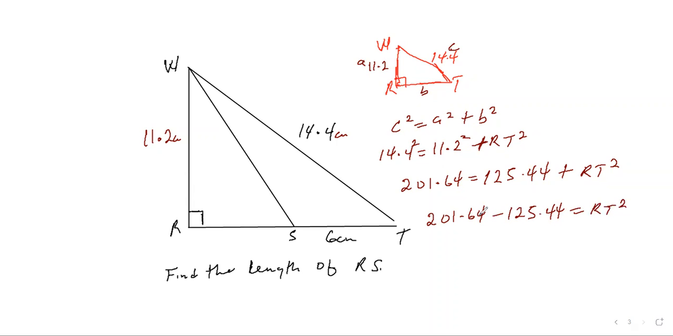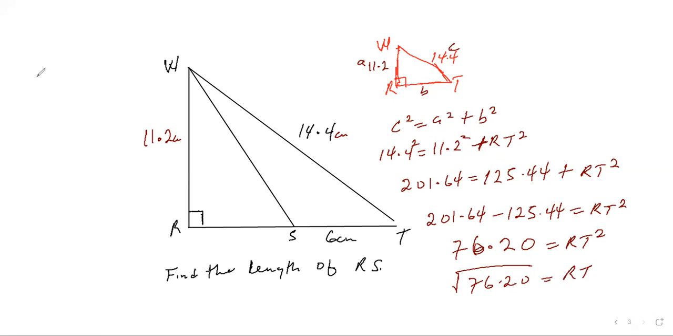Now let's minus the two. What do we get? 76.20. It's equal to RT squared, yes? So RT is the square root of 76.20.